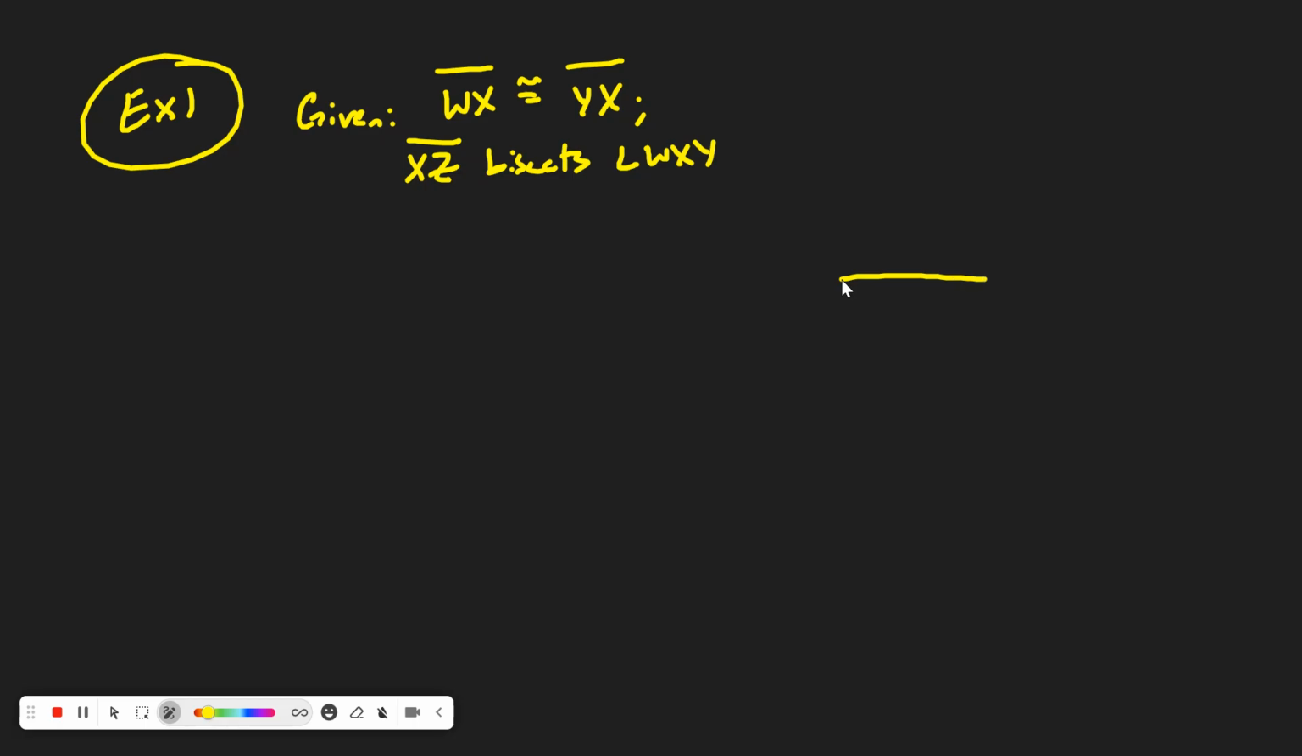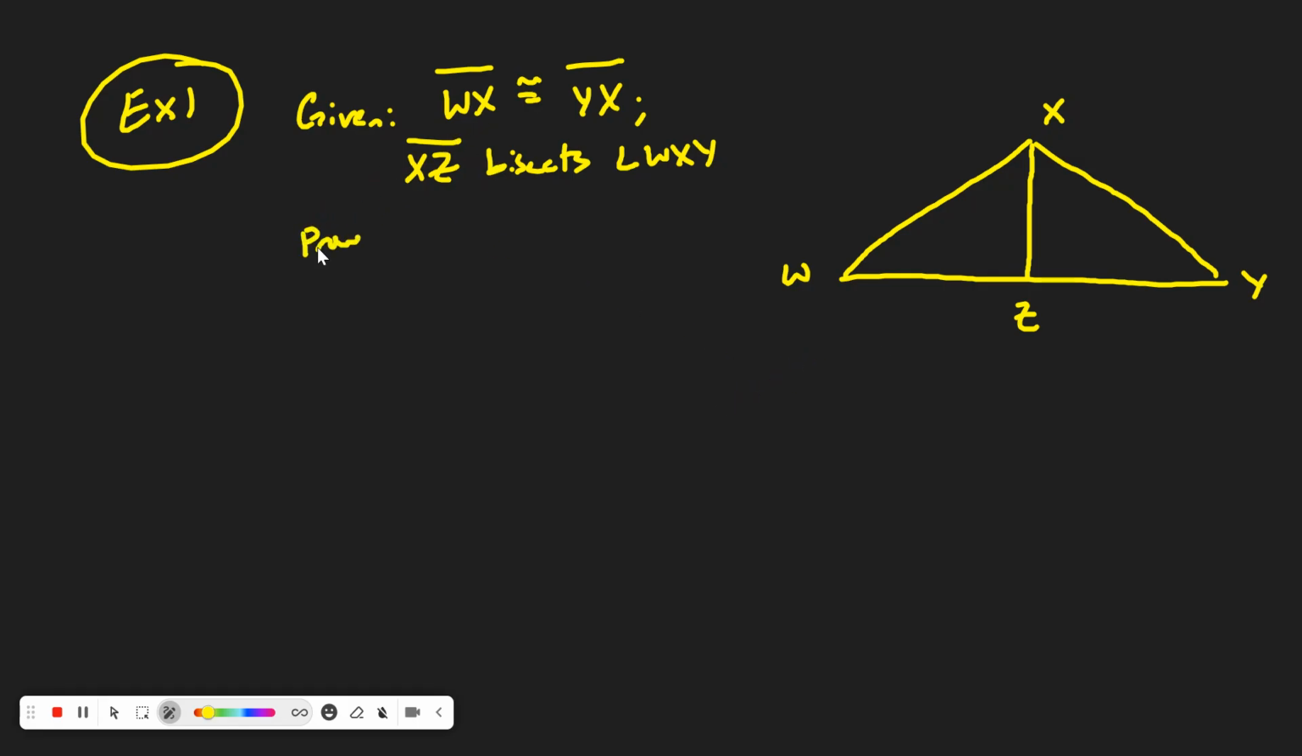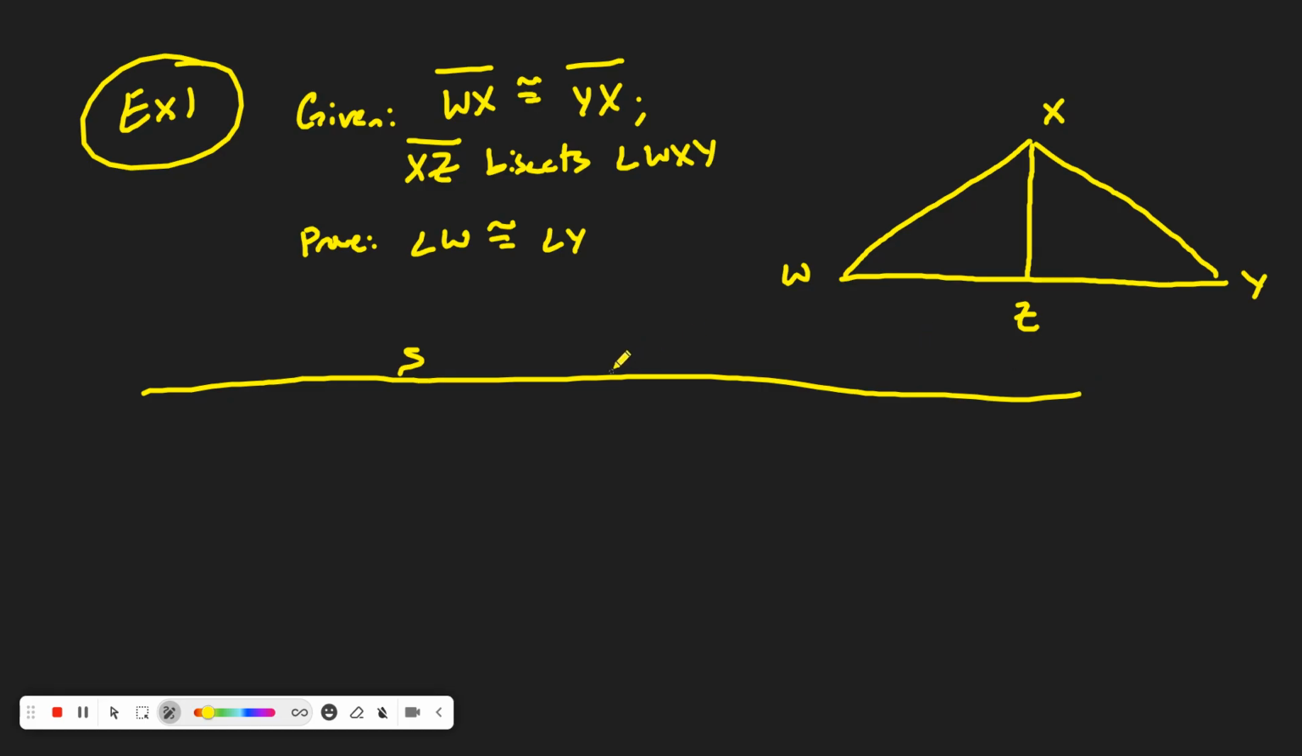So we have a big triangle like this, kind of wide and flat. We'll call that triangle WXY. And then we have this segment XZ going down the middle. And there's Z. So there's my picture. And we want to prove in this picture that angle W is congruent to angle Y. Let me set up my statements and reasons. So we get our 2-column proof.